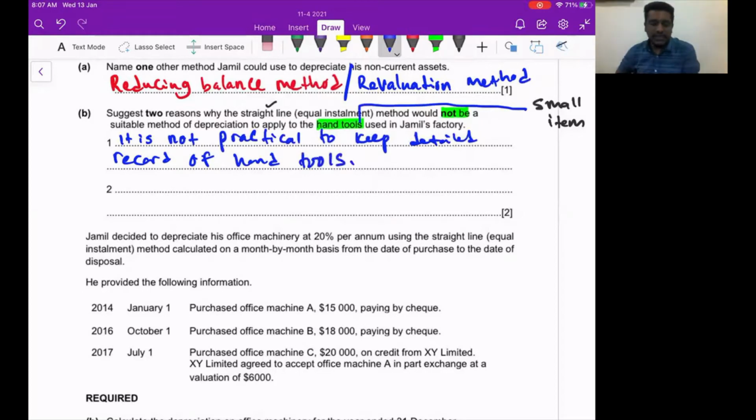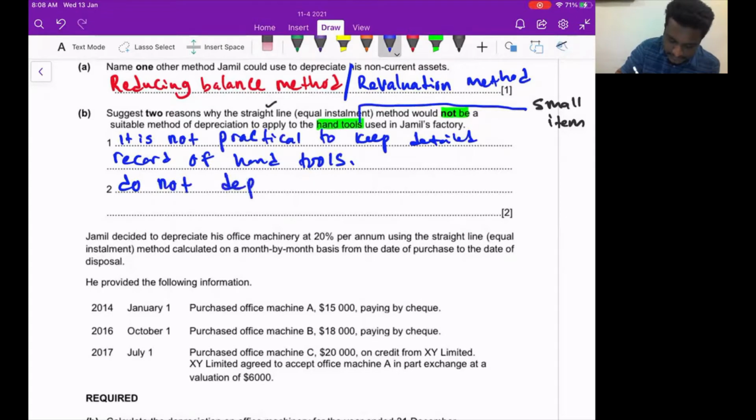Okay, this is one reason. It's not practical, or it is too expensive to keep the detail of the hand tools. Another one is in a straight line, the concept is that the depreciation will be the same amount every year. But hand tools do not depreciate by an equal amount each year. That's another answer.